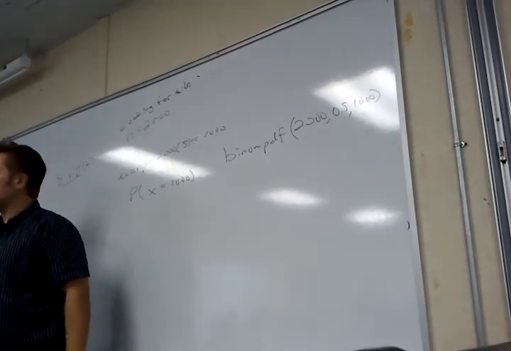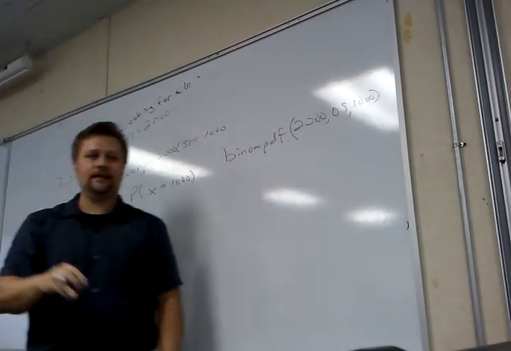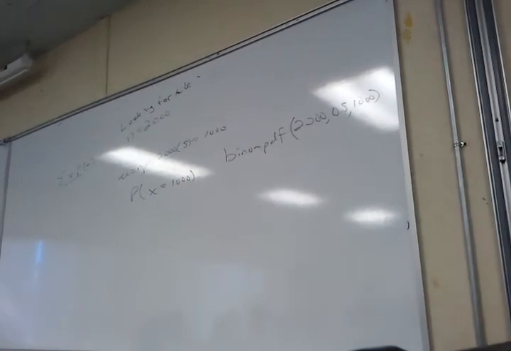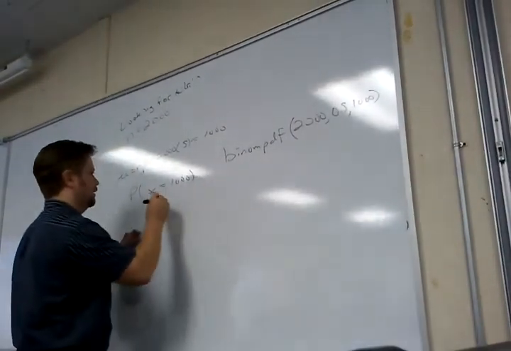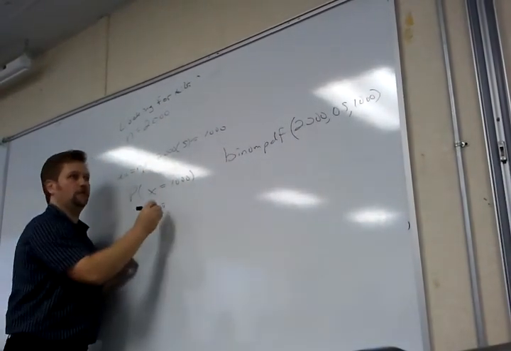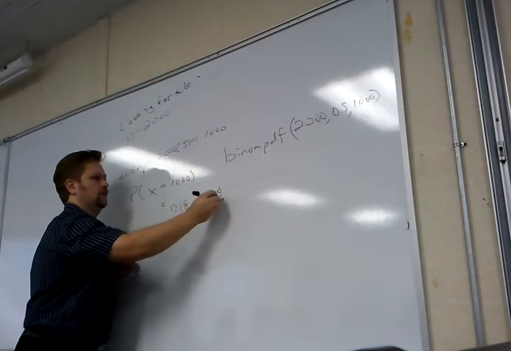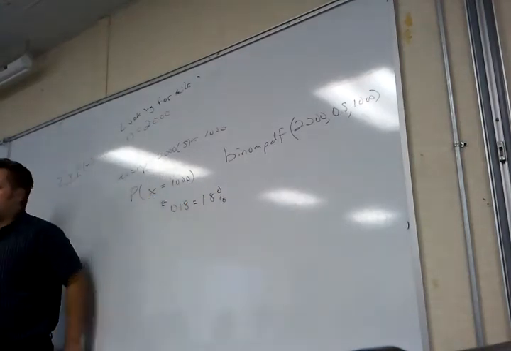It is the most likely thing. But what's the probability that I get exactly 1,000? I'll do it up here. Second vars, binomial PDF. All right, there you go. 2,000, 0.5, 1,000. So the probability that I get 1,000 is 0.018. Let's say 1.8% roughly. You guys with me?